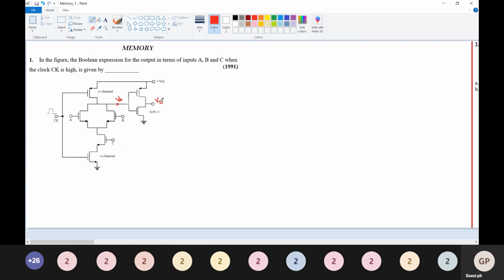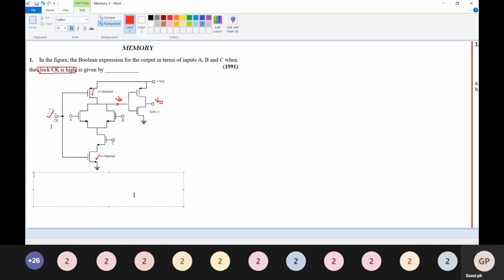Fine. Now, it's already mentioned in the question that when the clock is high, you are supposed to find the Boolean expression. So when the clock is given high, what happens? What happens to these two MOSFETs? Okay, when the clock is given high. So you may be knowing it, so I'll write it here.